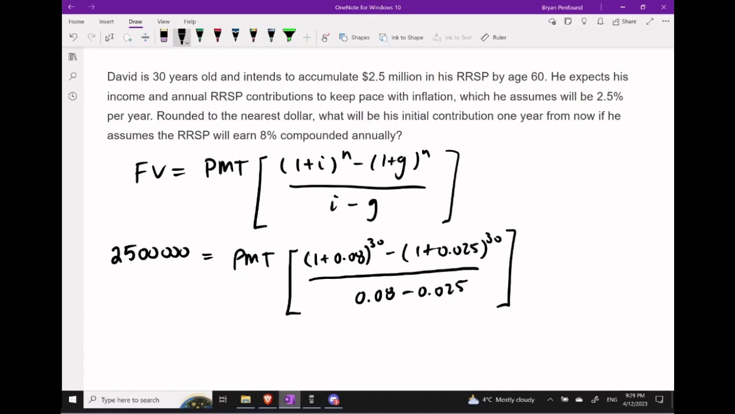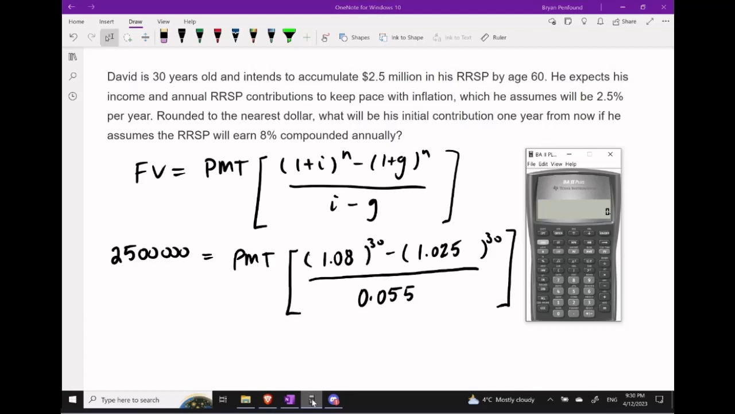Here, we actually know that the future value that we're hoping or intending to accumulate is $2.5 million. We know that the interest rate that our RRSP will receive is 8% compounded annually, and our constant growth we're going to assume here to be 2.5% per year, or 0.025. If David's 30 now and he plans on making payments all the way up to age 60, he's going to make 30 contributions altogether, so n is equal to 30.